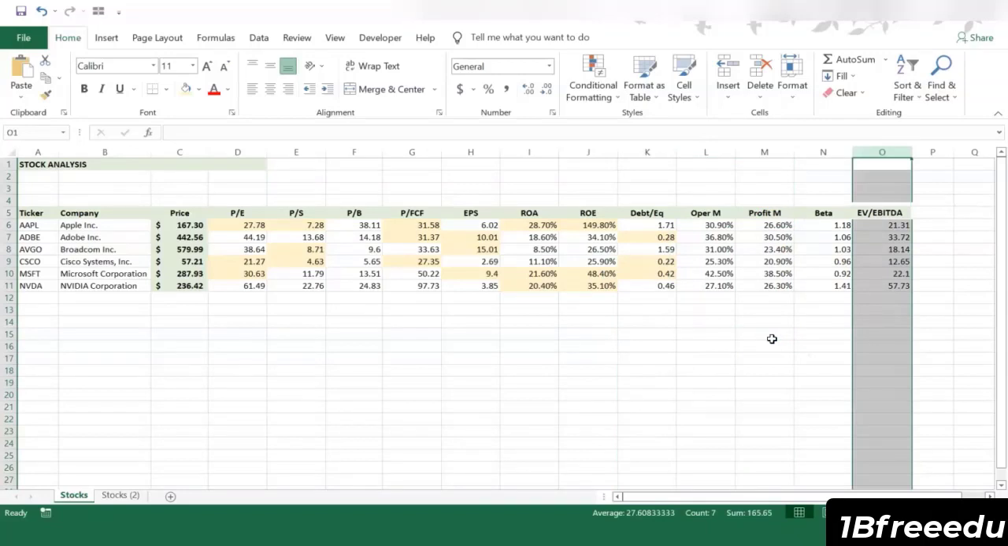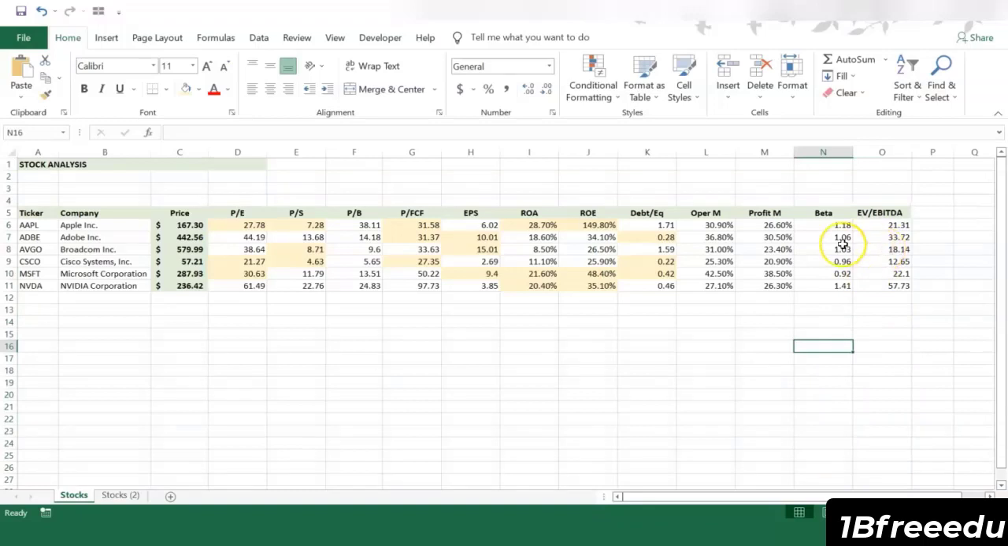And for the enterprise value to EBITDA, the lower this ratio is, the more attractive the stock is because it means that the stock is potentially undervalued. But higher ratios are expected in high growth industries such as this one, and lower multiples in industries with slow growth. Broadcom and Cisco are doing well.